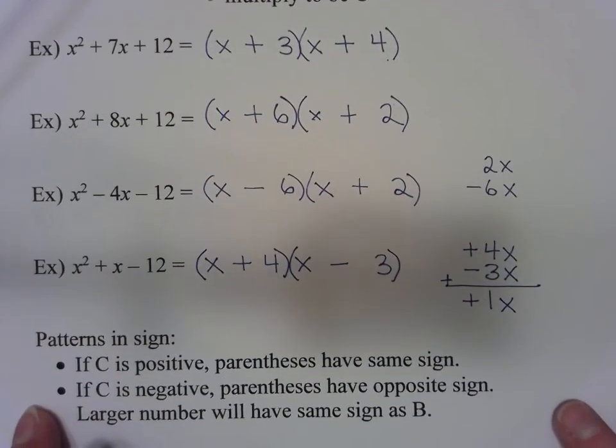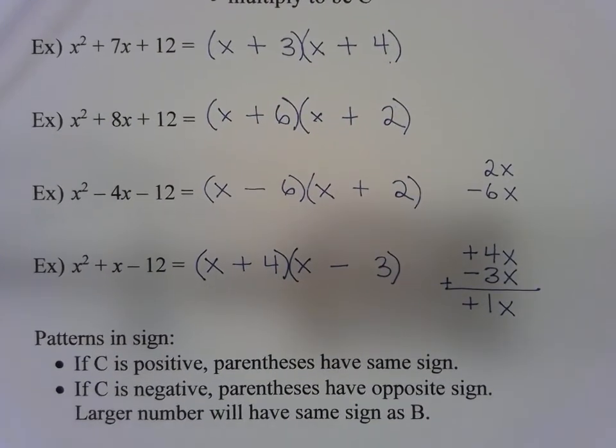There are some patterns in the signs of what we see there, right? So if the last number is positive, then it turns out that the parentheses are going to have the same sign, either both plus or both minus. But if the last number is negative, then the parentheses are going to have opposite sign. And it turns out that the larger number is going to have the same sign as b. And that's really just so that you can add them up to get the middle.